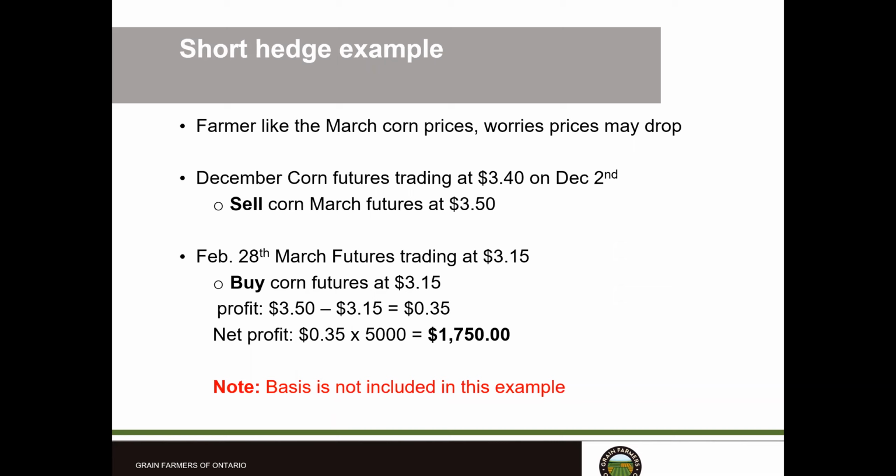A sample of a short hedge. The farmer likes the corn prices where they are, but he worries that the price is going to drop. So he may be happy with the price where it is. He's looking at December corn futures at 340 on December the 2nd. He sells the March futures at $3.50 a bushel because he's planning on delivering sometime between December and March. So on February the 28th, before the first notice day, the March futures are now trading at 315. So what does he do? He goes in and buys back the futures that he sold at 350 for $3.15. That means he's made a profit of 350 less the 315, or 35 cents US per bushel on the futures. So his net profit would be 35 cents times the 5,000 bushels, or $1,750 US. And that would be his profit.